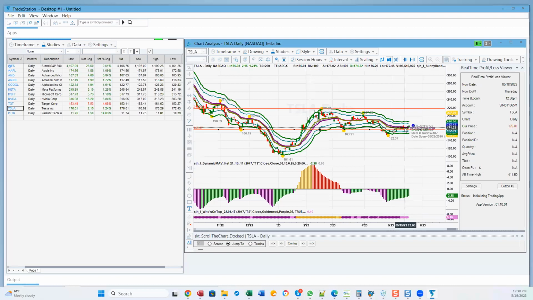But the DMA is flat right through here, you can see. And until it breaks out above this DMA, it's not going anywhere. It's in a sunny bands channel too, right here. You can see that.